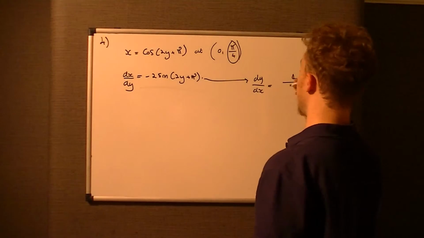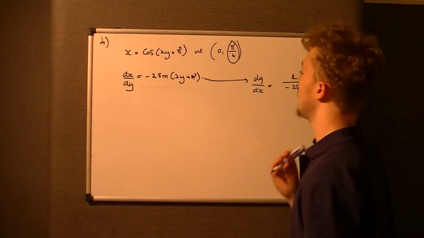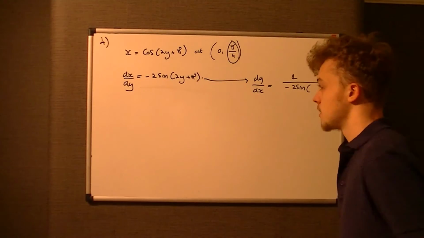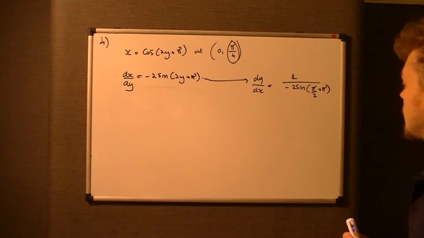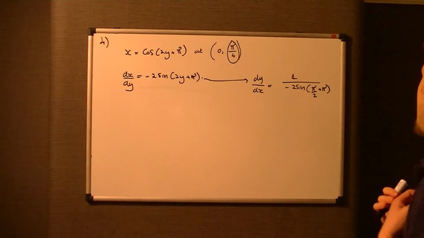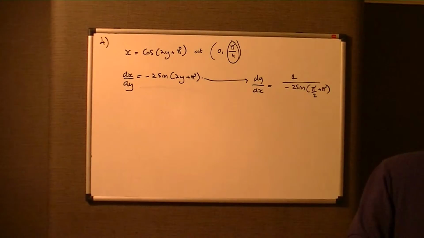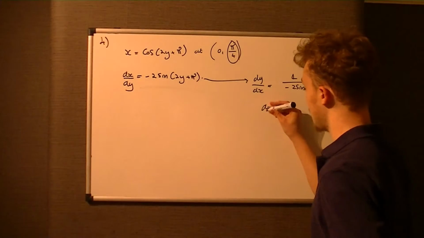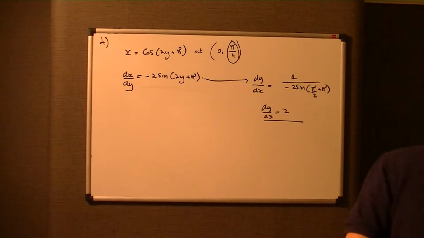So 1 over negative 2 sine 2y plus pi. But as we know, 2y is pi on 2, so it's 2 sine pi on 2 plus pi, which is 2 sine 3 pi on 2, or 1.5 pi, and that leads you to 2. So dy dx is a half, 1 over 2. Okay, so that is your gradient.